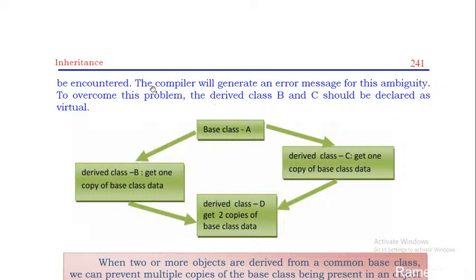Okay. So how to overcome this? To overcome this problem, the derived classes B and C should be declared as virtual. So whenever we declare the derived classes as virtual, we can inherit the data from the base class to derived class D very easily. That is the biggest advantage.